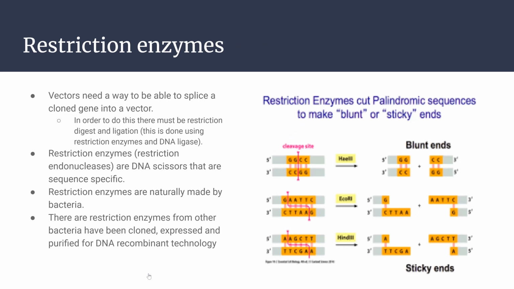So next we're going to talk about restriction enzymes. Vectors need a way to splice the cloned gene into the vector. In order to do this, there has to be a restriction digest and ligation, and it's done using restriction enzymes and DNA ligase. Restriction enzymes, or restriction endonucleases, are like DNA scissors, and they're very sequence specific.